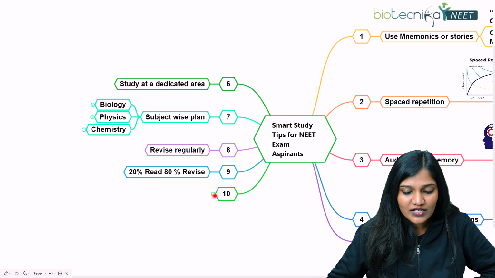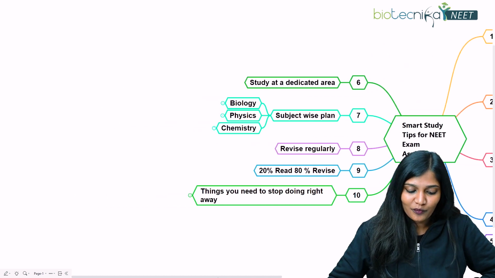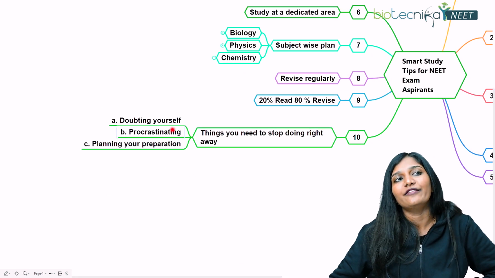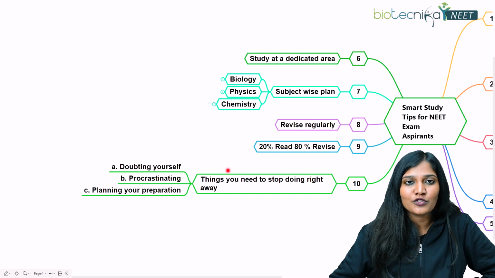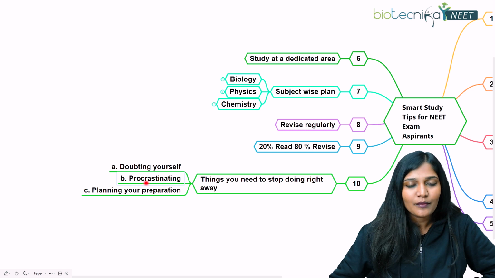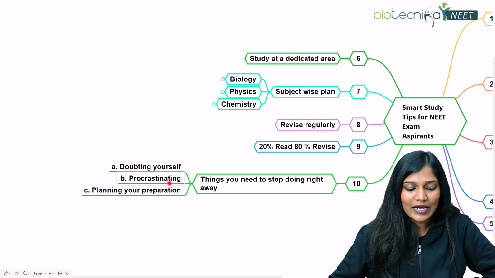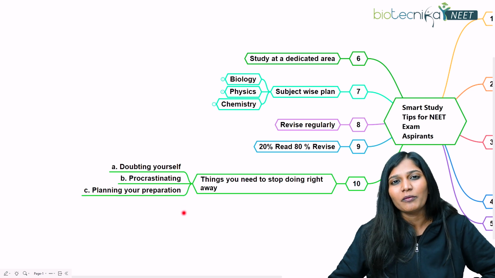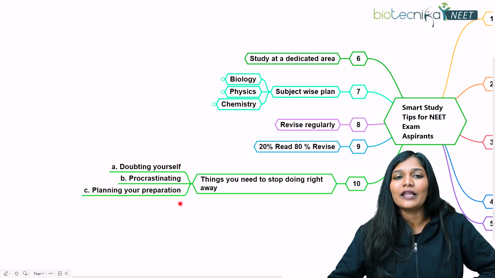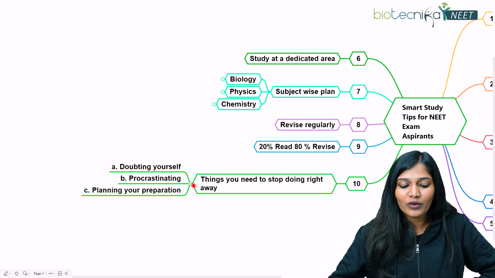The next important smart study tip I'm going to tell you is, what are the things you shouldn't do? Things you need to stop doing right away. Doubting yourself. Yes, this is the most common problem for most NEET aspirants, doubting themselves. And procrastination. Procrastinating, like, okay, let me do it tomorrow. That's a very bad habit, never ever do it. And planning your preparation, in the sense of, let me do the plan for next year, let me do it slowly, let me do it and let me finish.